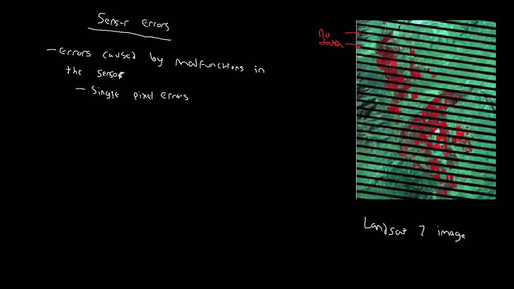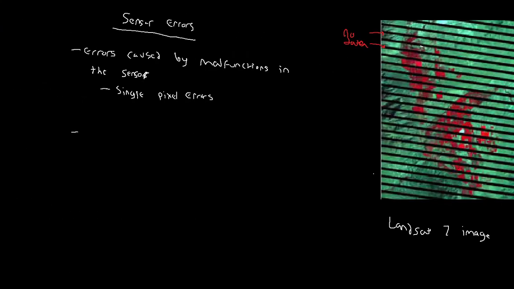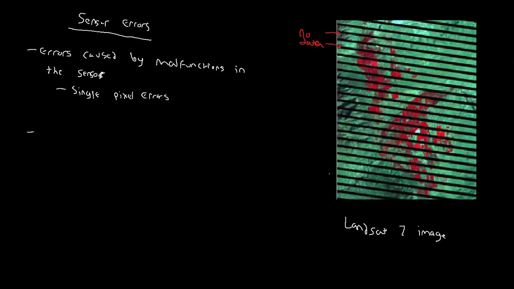In some cases, if the error is bad enough, you decommission the sensor. In the case of the scan line corrector, we were actually able to develop algorithms that fill in these gaps with reasonable approximations. And so the question then becomes, well, what do you do? How do you fix sensor errors?